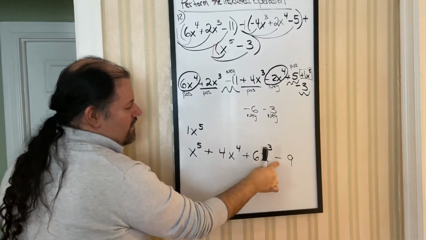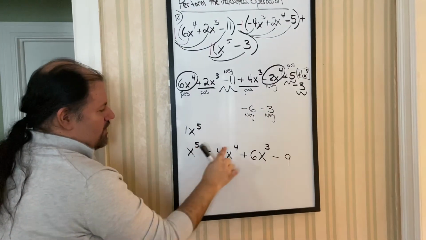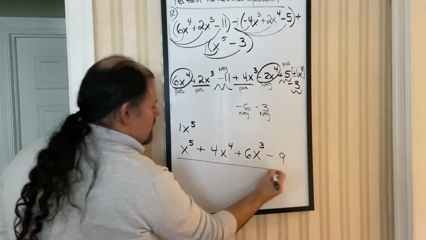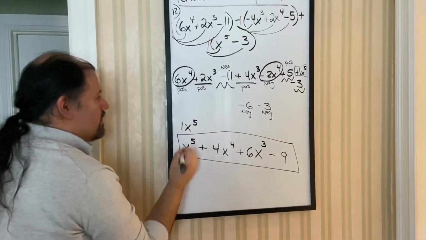So team negative wins. Notice that each one has a different exponent, so there are no like terms. So then this would be our final answer to this problem.